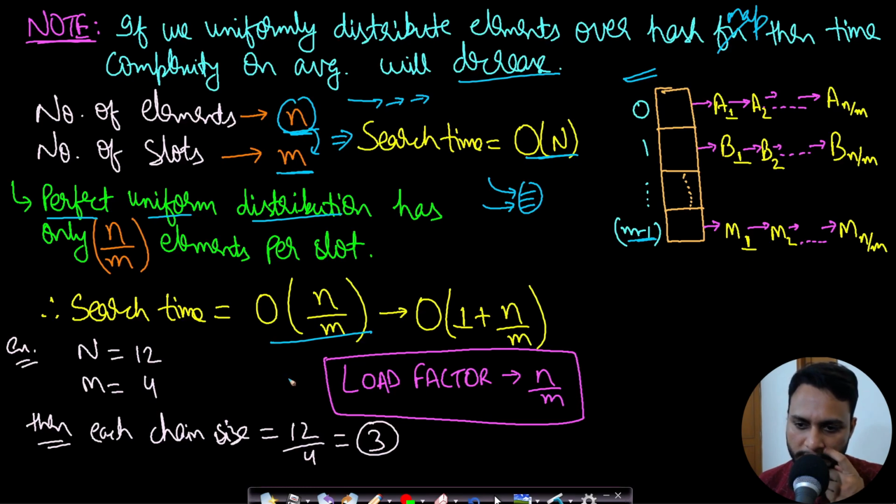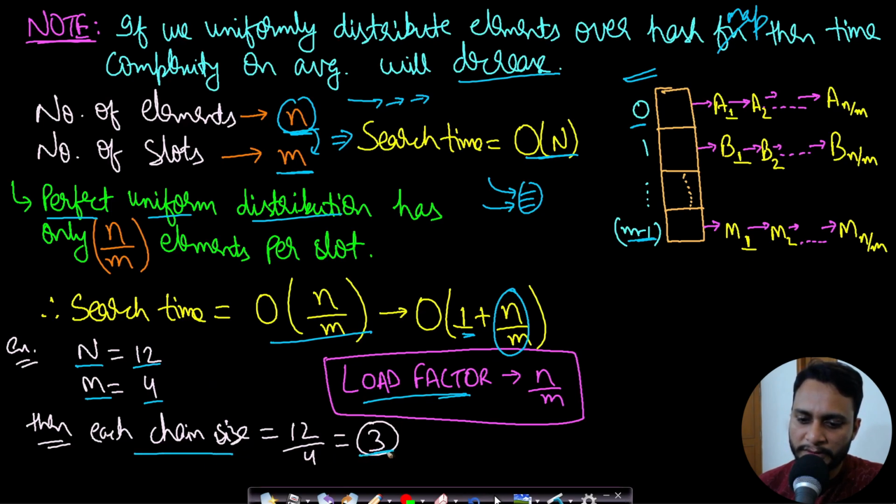Now if you also consider the search time for the key, that means the hash calculation time, then it will just be order of 1. And if you include it in the time complexity, it will be order of 1 plus n by m. This n by m is nothing but the load factor. Now let's take an example. Let's assume that you have 12 elements and your hash map has only 4 slots. Then each slot can have a maximum chain size of only 3, which is 12 by 4, since we are assuming a hash function which gives us perfect uniform distribution.